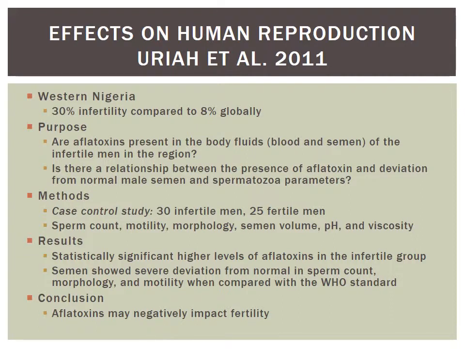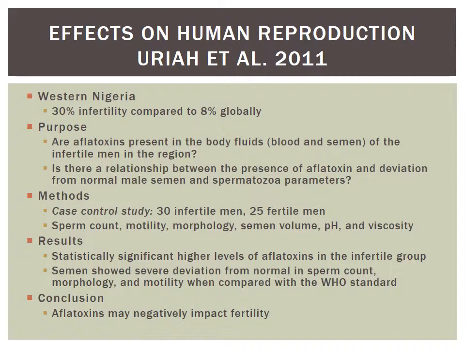One study I looked at was investigating the effects of aflatoxin exposure on human reproduction. So they noticed that the rate of infertility in Western Nigeria was much higher than the global rate. So they wanted to see if aflatoxin exposure, so aflatoxins present in the body fluids of the infertile men in the region, might somehow be related to that infertility rate. And so they took blood samples and semen samples from 30 infertile men and 25 fertile men.